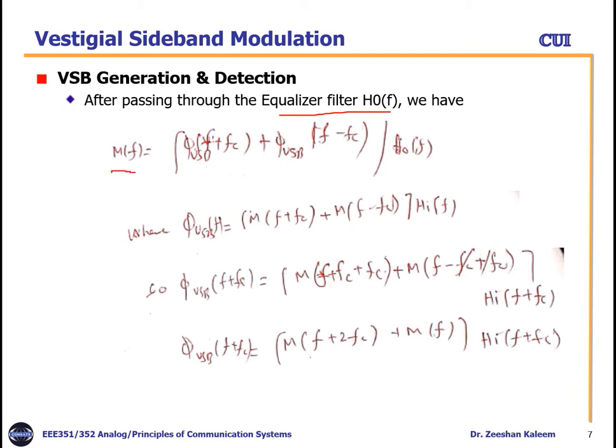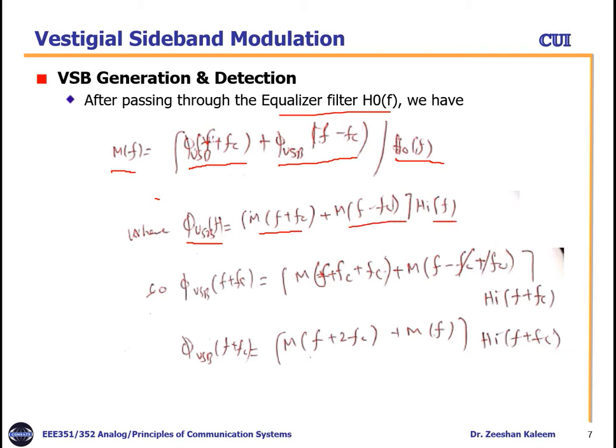So we have M(f) = [φVSB(f + fc) + φVSB(f − fc)] H0(f), right? So after passing this signal to the H0(f), the signal will look like this one. But we need to calculate the exact value of φVSB(f + fc) and φVSB(f − fc). To calculate this, we will use our previous equation, φVSB(f). We know it is M(f − fc) + M(f + fc), H(f). So let's use this.